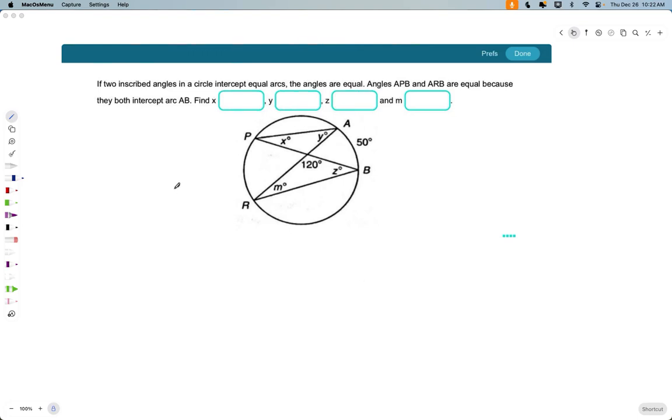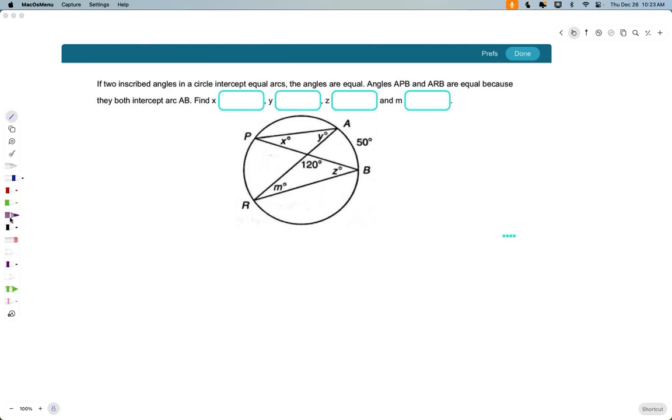All right, so if two inscribed angles in a circle intercept equal arcs, the angles are equal. So think about that for just a moment. If you have two angles that intercept the same arc or equal arcs, then the angles are equal. And what that means is APB and ARB are equal because they both intercept arc AB. This is the opening between this angle and this angle.